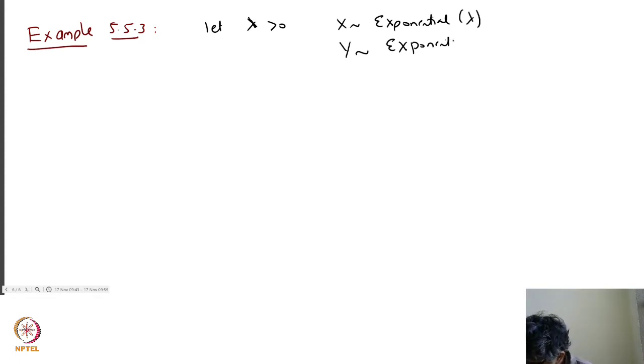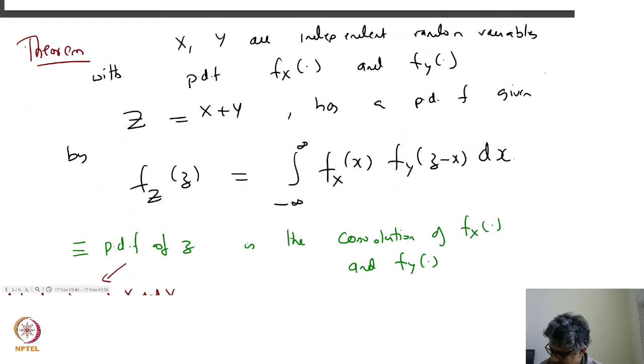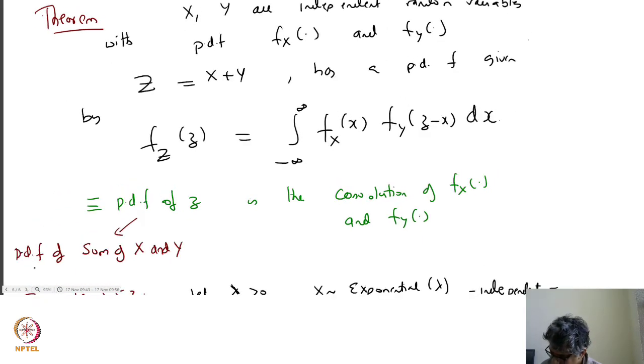So here the idea is that x is exponential with parameter lambda, and y is also exponential, and they're independent. So x and y are independent random variables with parameter lambda. Now let's say I let z equal x plus y. How do I find the density of z? Let's go step by step. I want to use the theorem that the density of z is given by the convolution of the densities of x and y.